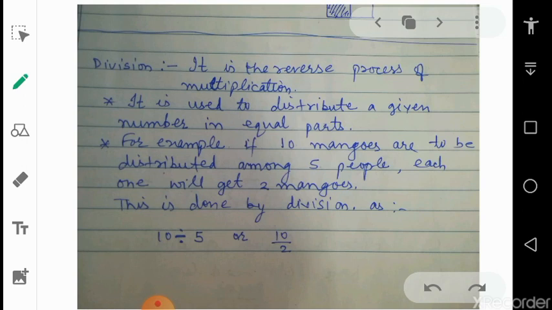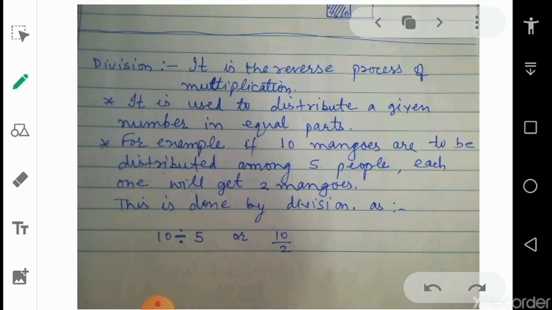Now to find the answer to this question we need division, because we are distributing or dividing some given amount of objects among some people, and this is done by division.